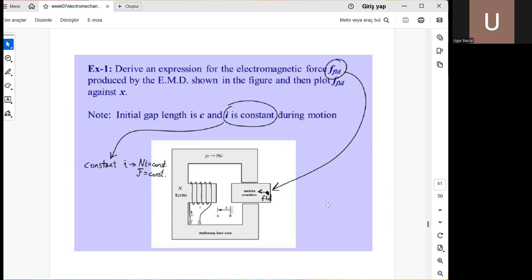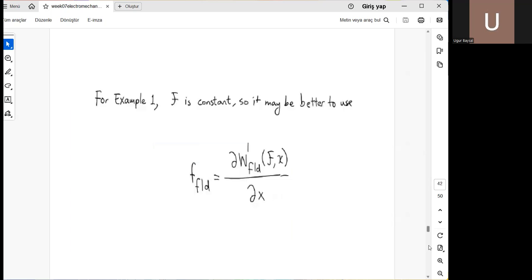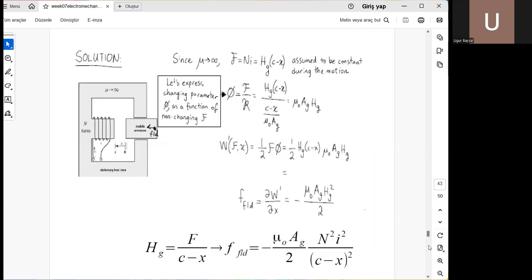So the initial gap length is C. So that's the maximum air gap condition, and I is constant during the motion, so that gives us a clue. Constant I, which is the first assumption, means Ni is constant, or MMF is constant. When MMF is constant, it's a slow motion, so it's better to use the co-energy relationship to calculate the force F. The solution here is a summary of the solution. I just excluded a few steps, but you can follow and very easily fill the gaps.